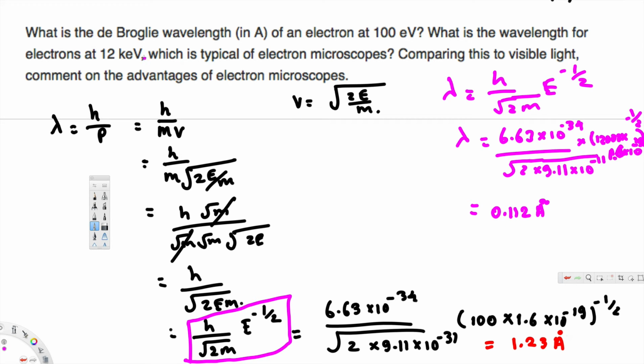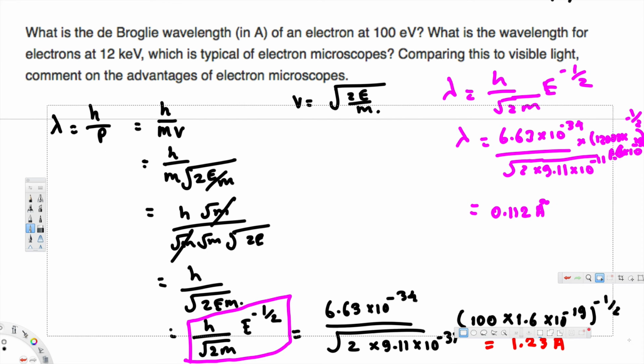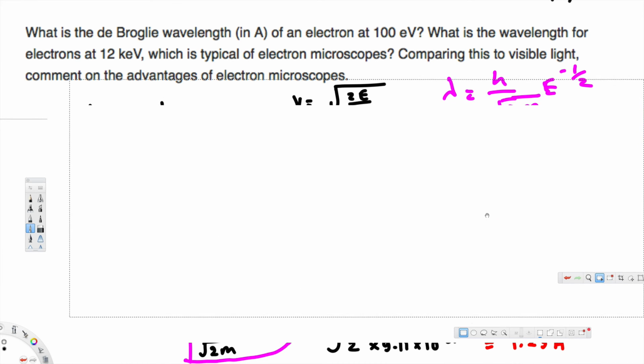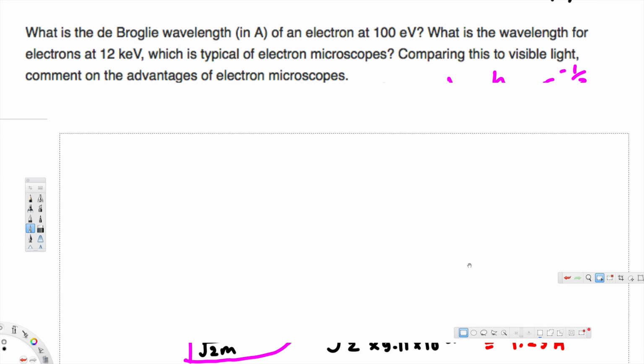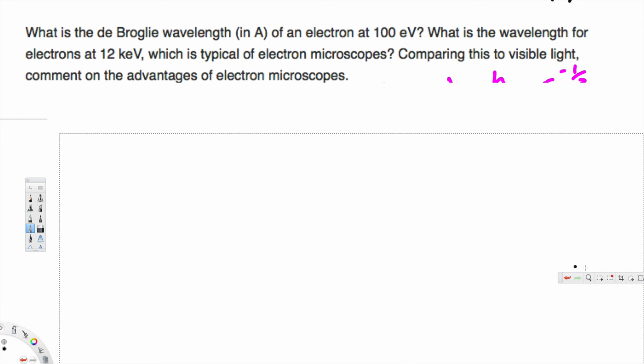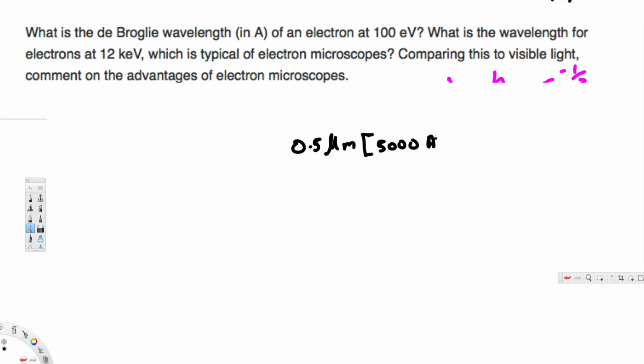So these are the de Broglie wavelengths for these two energies. Now the wavelength of visible light is about 0.5 micrometer. In angstrom we can say 5000 angstrom.